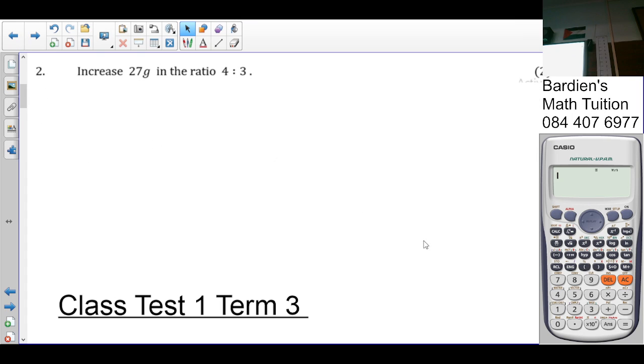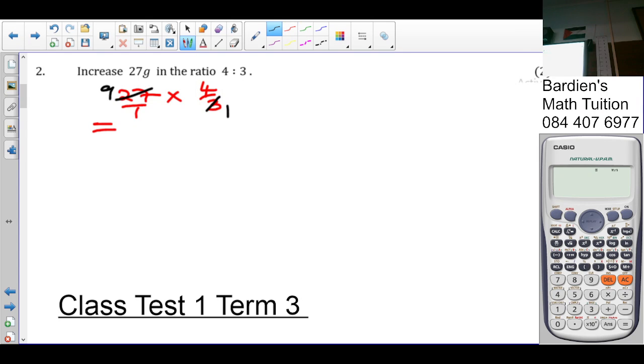The next one says increase 27 grams in the ratio 4 is to 3. So we multiply this. This is 27 multiplied by 4 over 3. Can you see that? That's naturally over 1. So 3 goes into 3 once, 3 goes into 27 9 times. 9 times 4 is 36 over 1, which is 36. So it's 36 grams. As you can see, it's more. If we let's say decrease, then I will say 27 times 3 over 4.